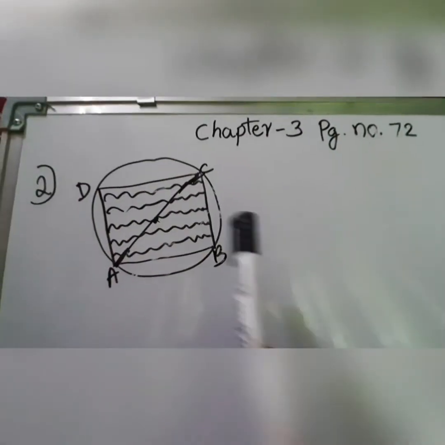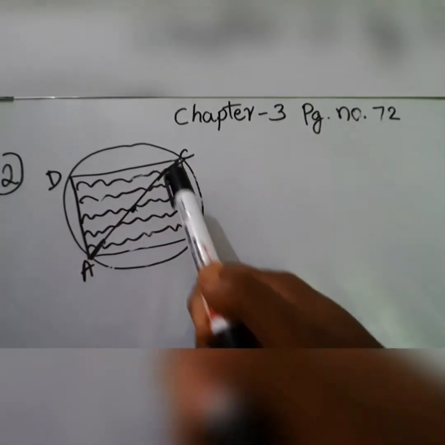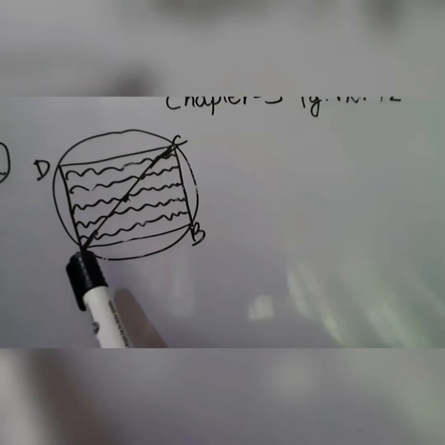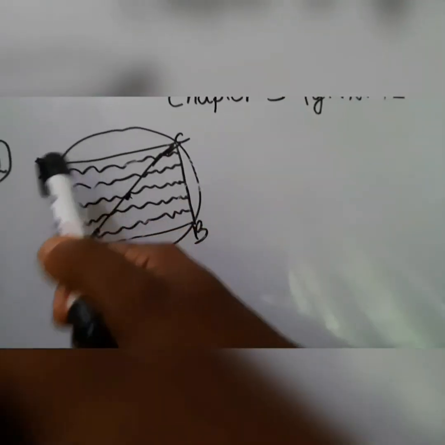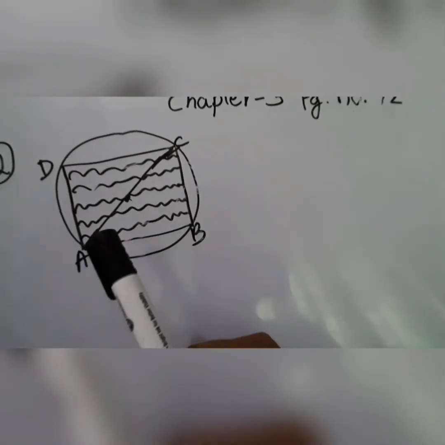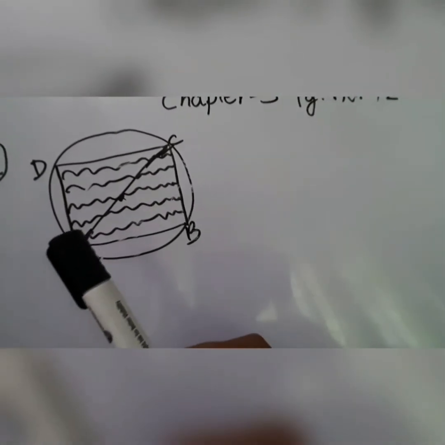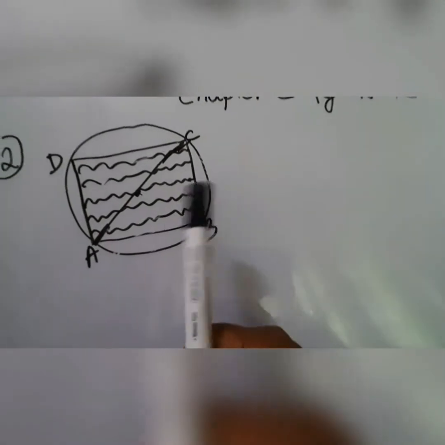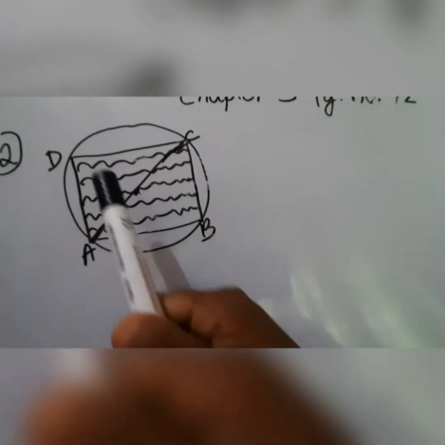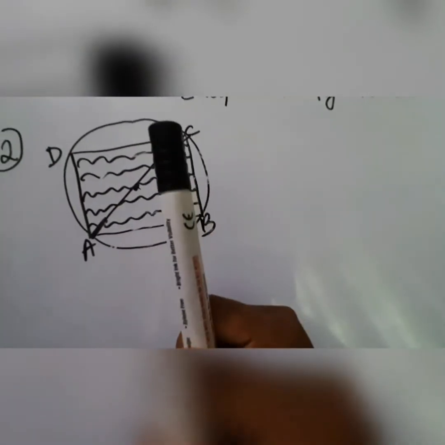Now second question. A square with all vertices on a circle. Now I draw a circle and a square inside it. All the vertices lie on this circle. Now the question is, what is the probability of putting the dot in this shaded part, that is the square?